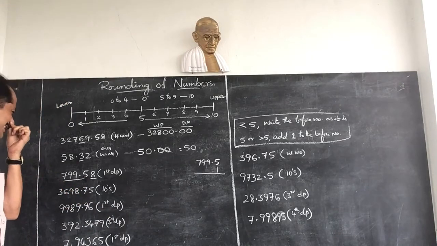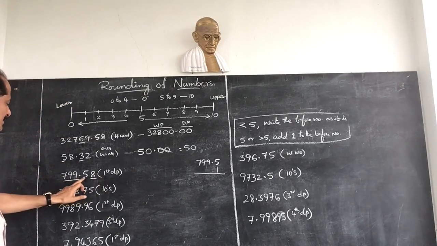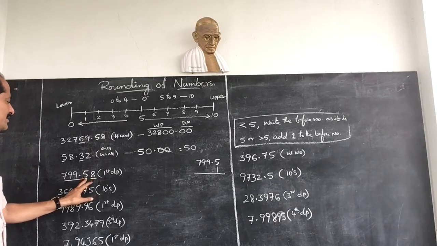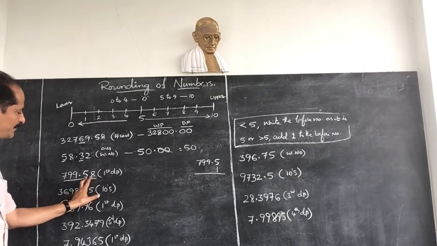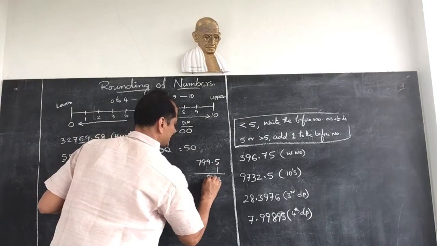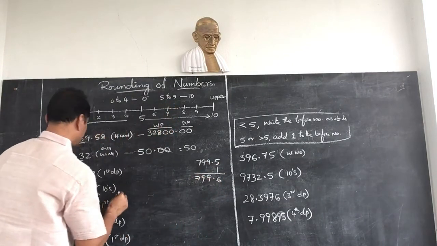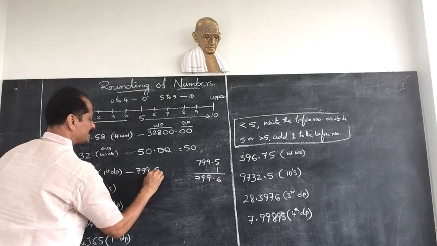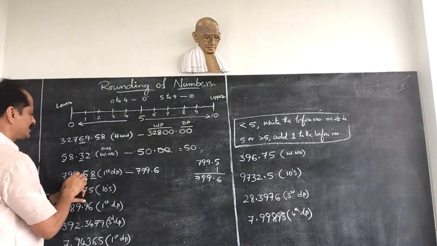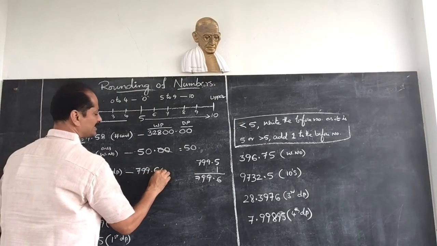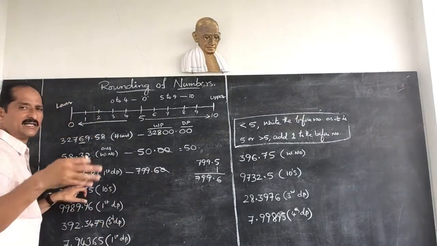So round off this number to the first decimal place. The next lower place is the second decimal place. The digit in the second decimal place is 8, which is greater than 5. So add 1 to the before number. 5 plus 1 is 6. So this is equal to 799.6, followed by zeros. Any zeros? One zero, but this zero has no value.